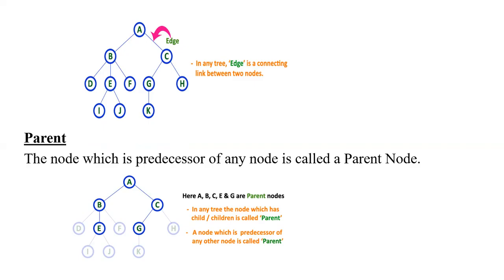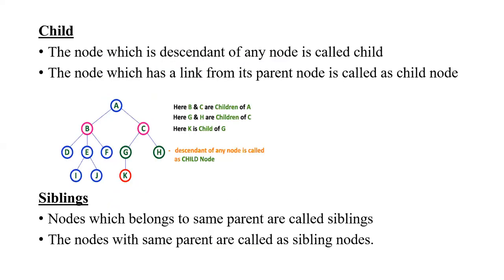Parent. The node which is the predecessor of any node is called a parent node. Here, A, B, E, C, G are parent nodes. In any tree, the node which has a child or children is called a parent, and any node which is a predecessor of any other node is called a parent. So for B and C, the parent is A. For D, E, F, the parent is B. For G and H, the parent is C. For I and J, the parent is E. For K, the parent is G.